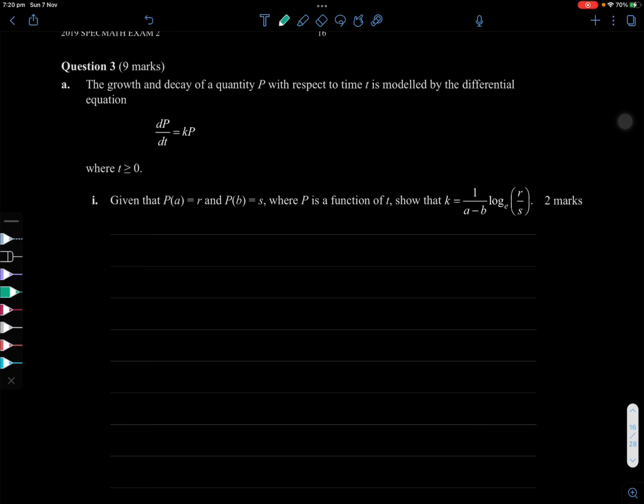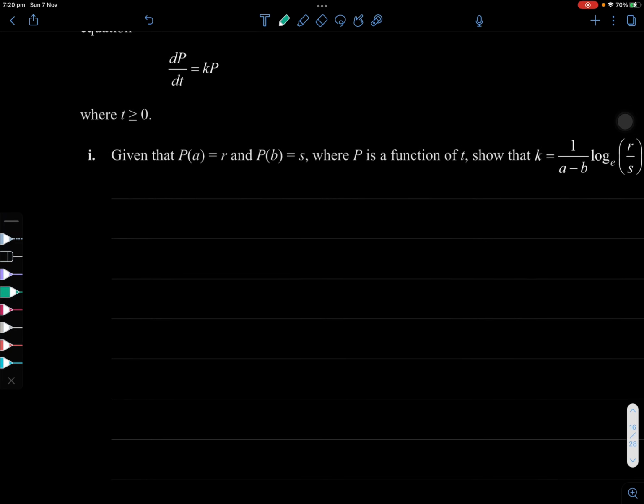Now, question 3. The growth and decay of a quantity P with respect to time is modeled by the differential equation below. Given that P of a is r, P of b is s, where P is a function of t, show that k is that. So, what I'm going to do first is I'm going to take the reciprocal of this. dt on dP is equal to 1 on kP. I'm going to do that so I can integrate this now.